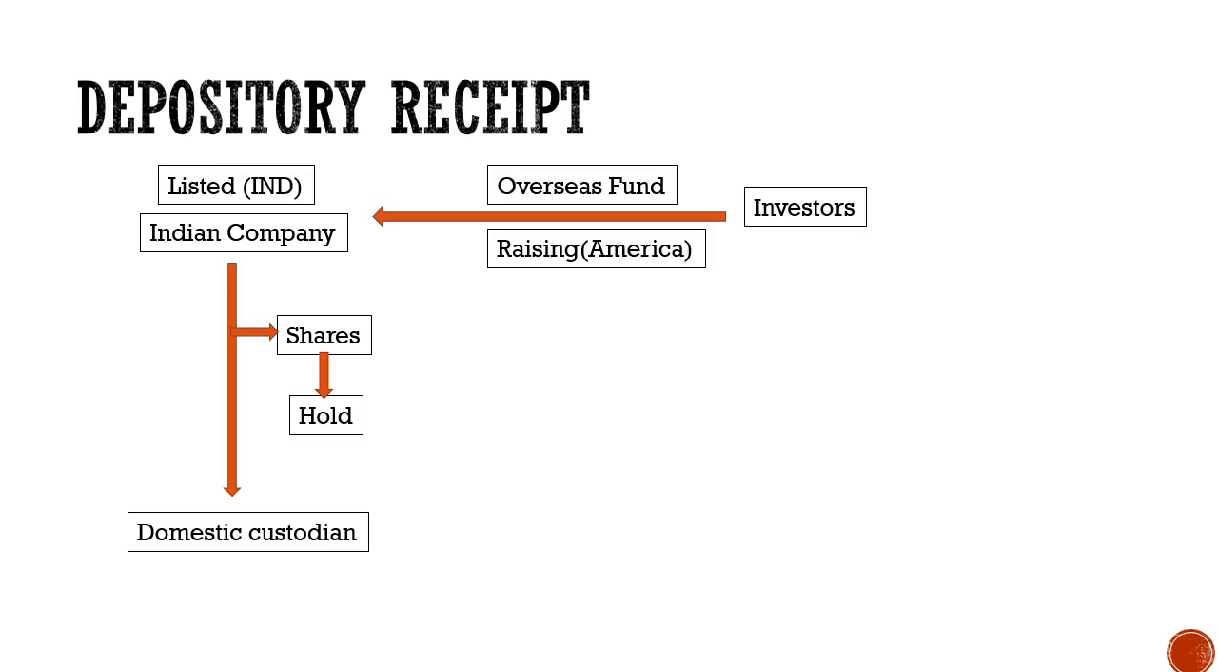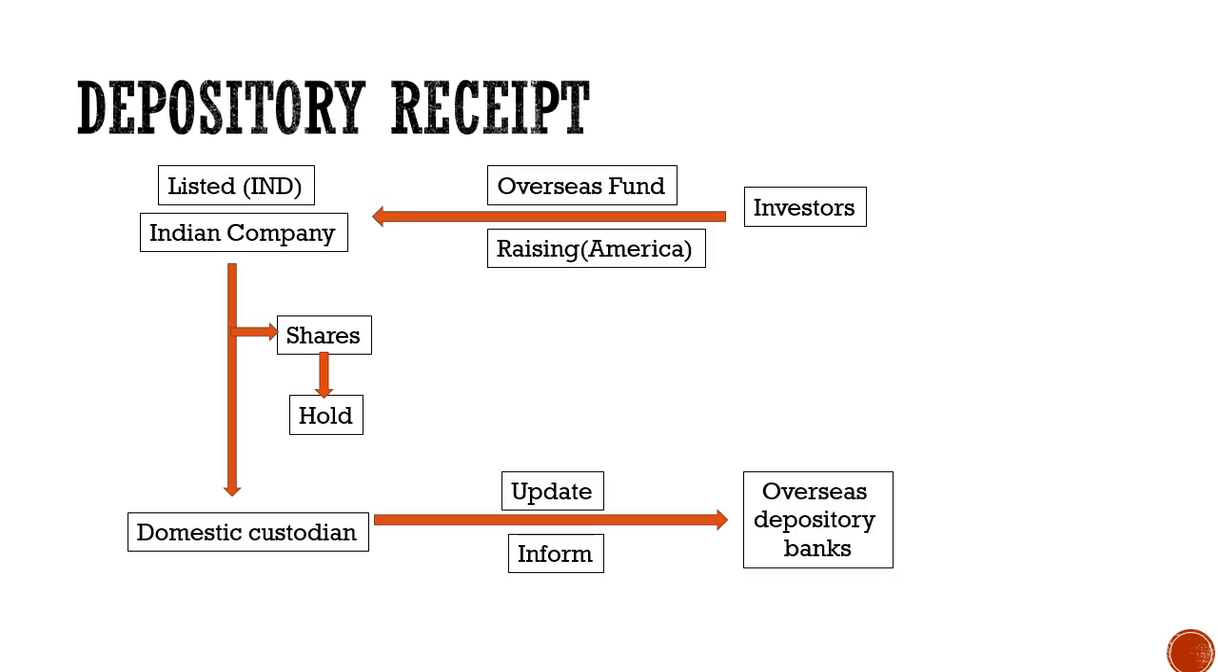Now the domestic custodian has a counterparty in USA. Let's say it has a collaborated company in USA. The domestic custodian will keep updating and informing the collaborated or counterparty company in USA, and that counterparty company in USA is known as the Overseas Depository Bank. So now the Indian company wants to sell its shares to an overseas person. So it will give all its shares to the domestic custodian.